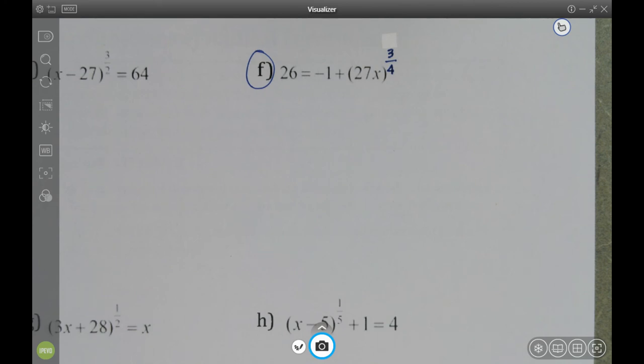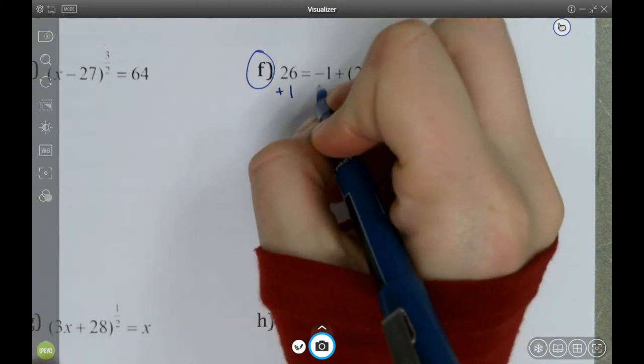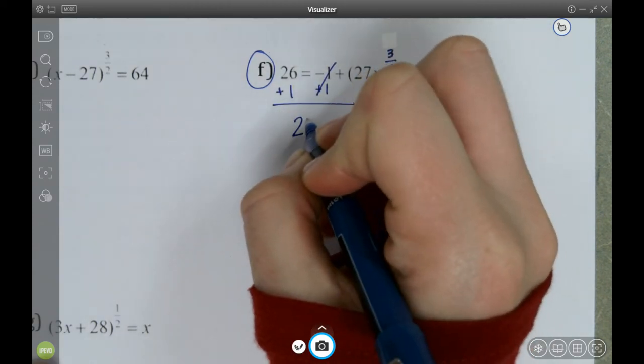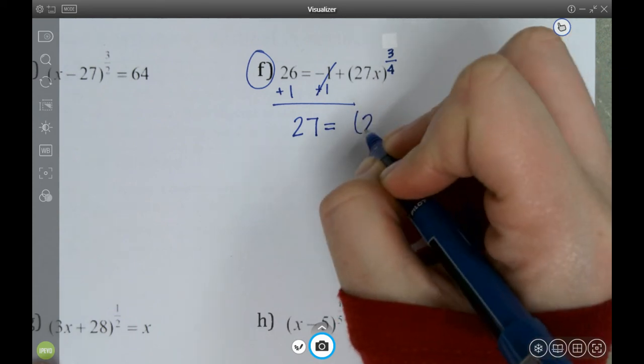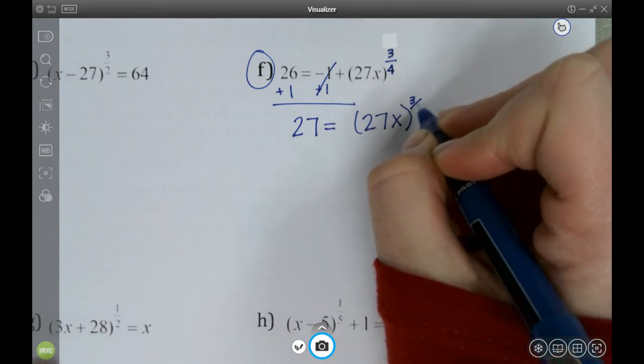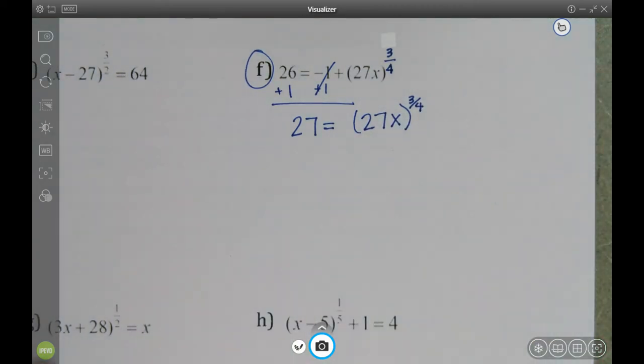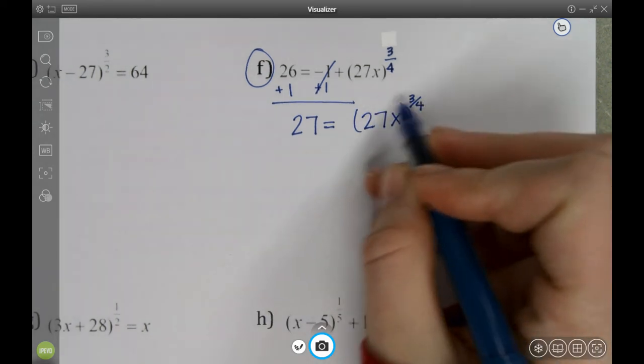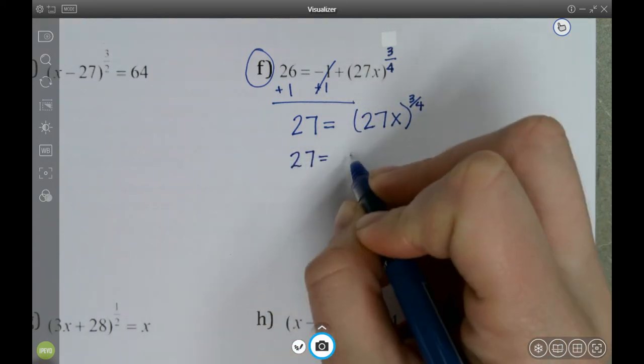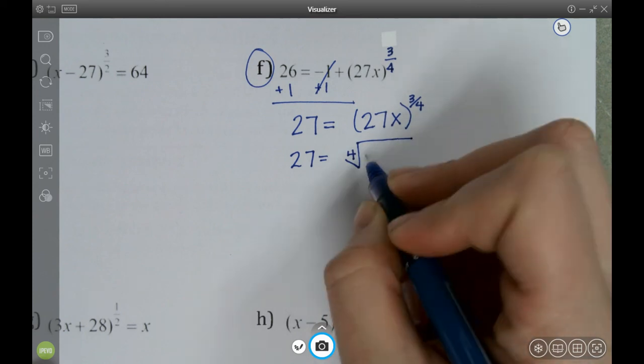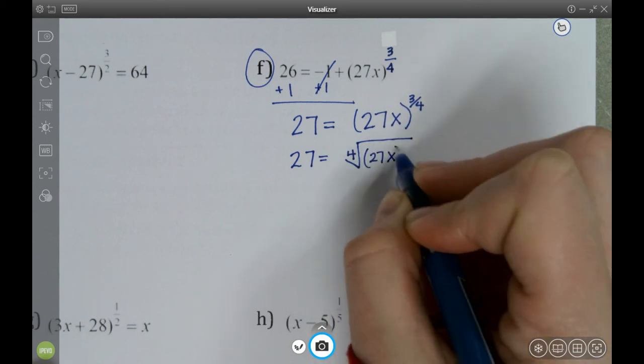All right, try part F, or do you want me to do it with you? We have to do it. Okay. What's the first thing I'm going to do? Add 1. Okay, my term with the fraction exponent is by itself. So I'm going to rewrite this as a radical. So the 4th root of 27x to the 3rd power.